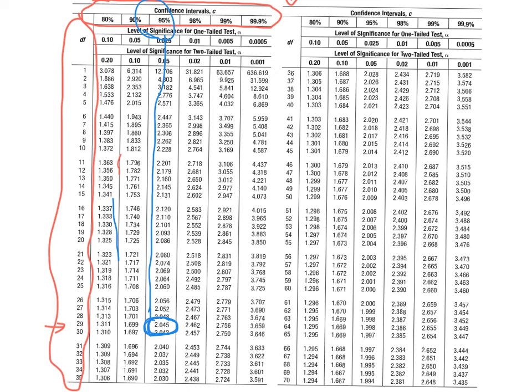Let's say we had 16 degrees of freedom, and we were looking at a 99% confidence interval. Okay, therefore our t-value would be 2.921. We'll use the level of significance, one tail and two tail test, for chapter 10.